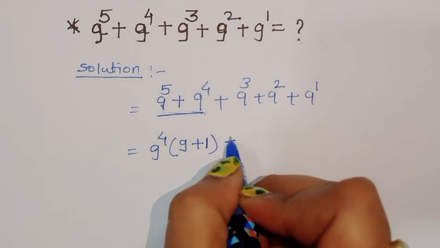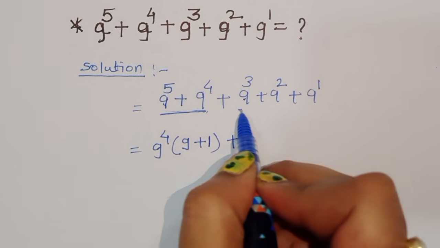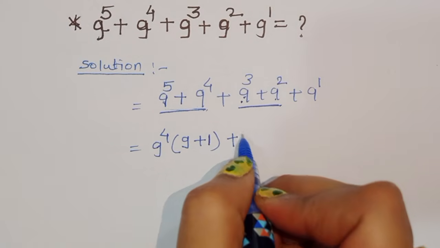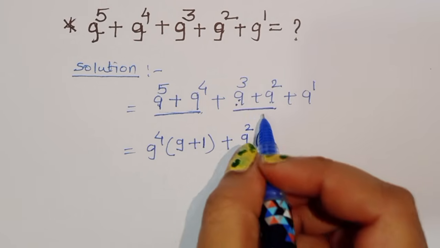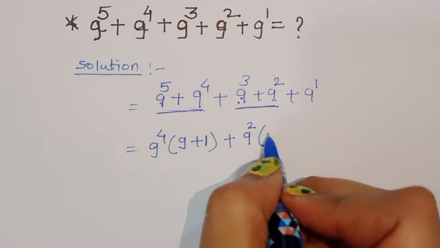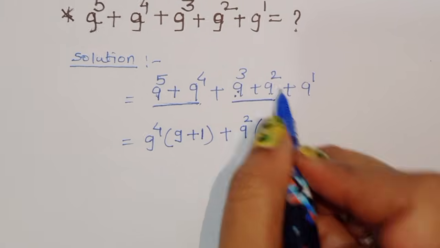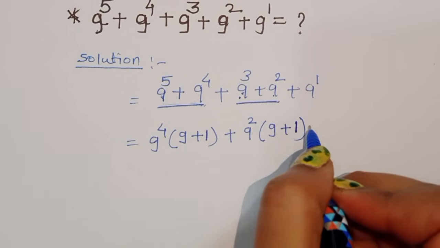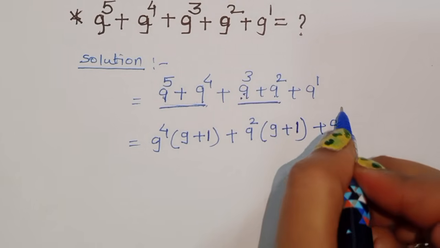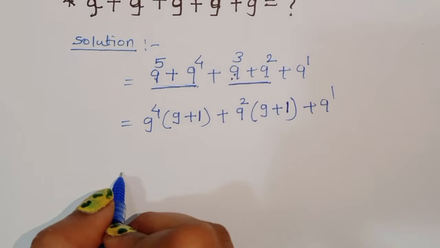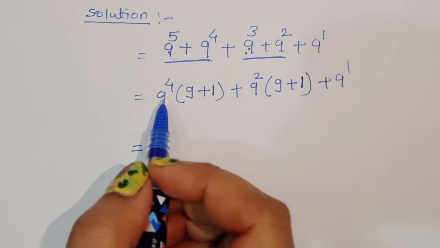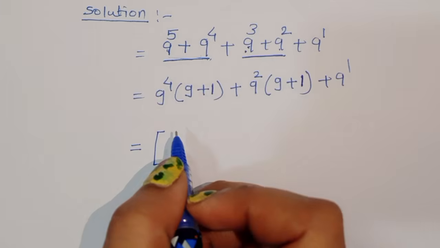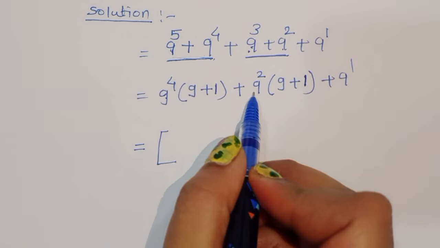Now in the next terms, plus 9^3 and 9^2, we can take 9^2 common. When we take 9^2 common, we are left with 9 plus 1, and 9^1, which is 9. Now 9^4 here, then we will get 9^4 plus 9^2.